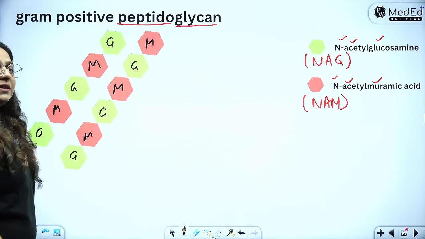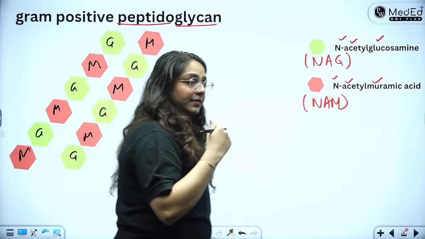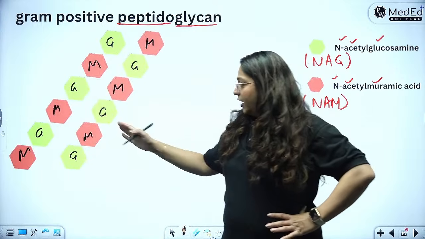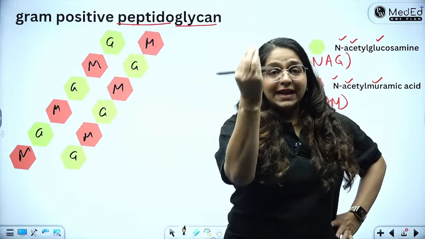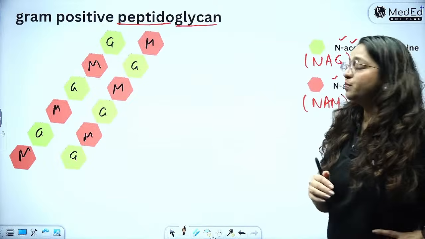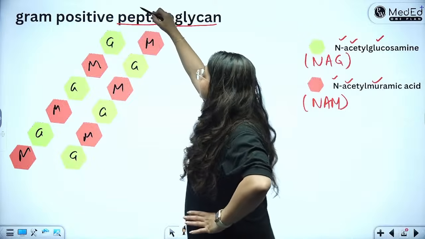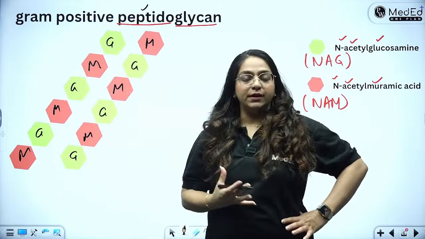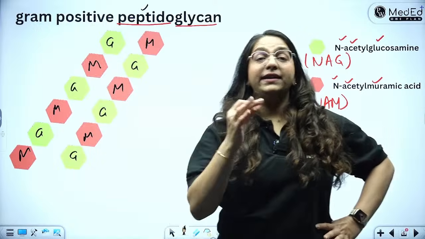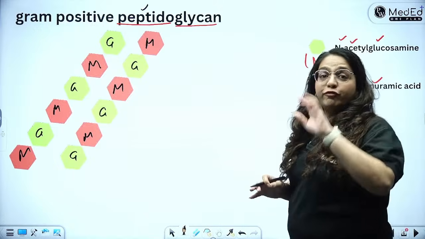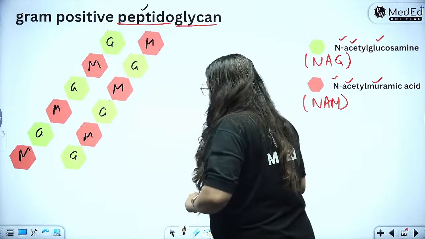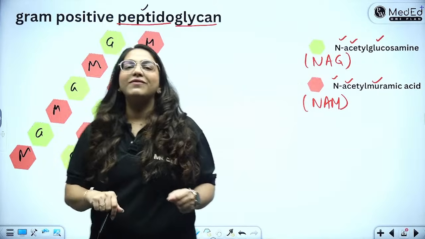So what are these NAM and NAG doing? They are just joined alternately, and there is something which is extending from the sides of these sugar molecules. What is that? That is the peptido part, the protein part. What is the peptido part? It's the tetrapeptide side chains. Tetrapeptide, 4 amino acids.